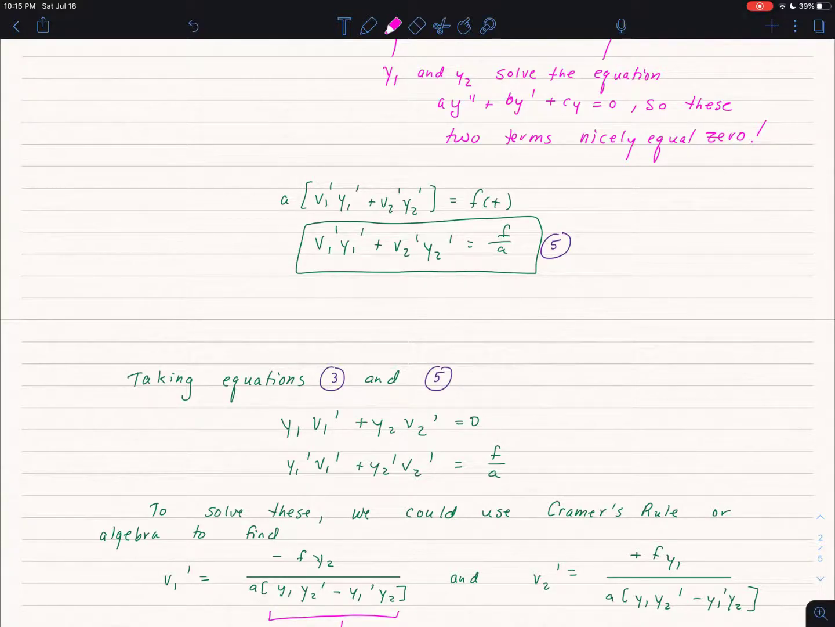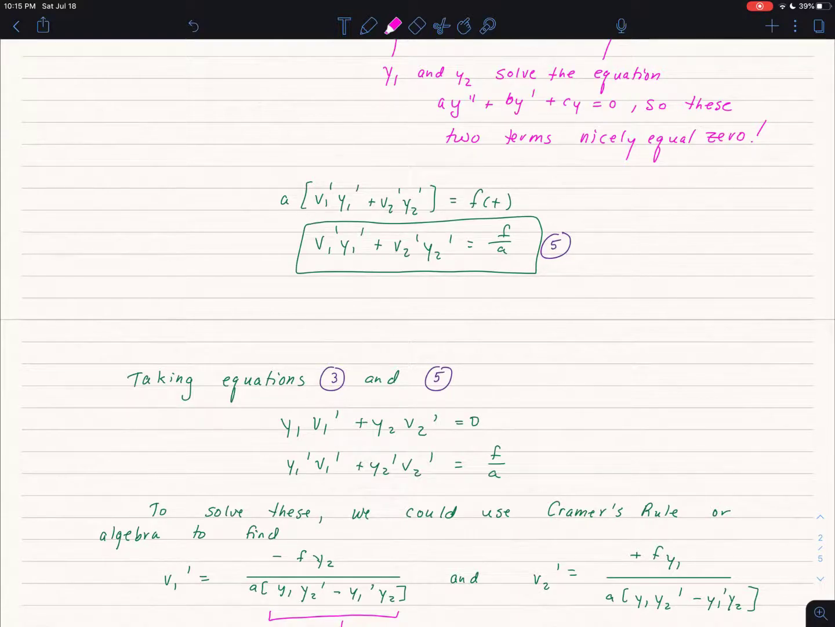But luckily, I think if I find v1 prime and v2 prime, I can integrate and get back to v1 and v2. So I could use Cramer's rule, I could do a lot of algebra, but believe me, when I went through all the algebra, I would come up with these two equations. That is, v1 prime equals negative f times y2 divided by a times y1 y2 prime minus y1 prime y2.